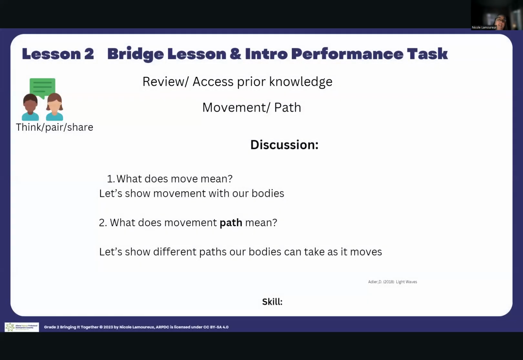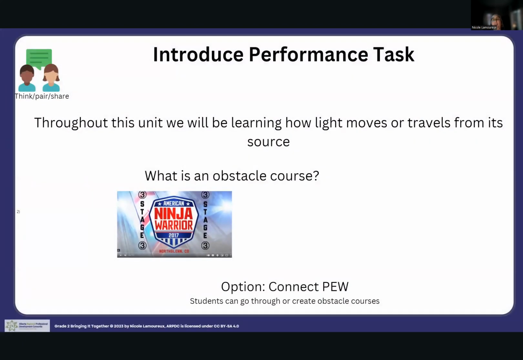So then you can have a discussion, you can get them to get up and move their bodies. Let's change location, let's change position, okay? Then you're going to tell them, well, throughout this unit, we're learning about light and how it travels from a source. That's all we're going to say. We're not going to tell them how it does because they're going to find out and make conclusions about that through their observations. But we're going to do an obstacle course.